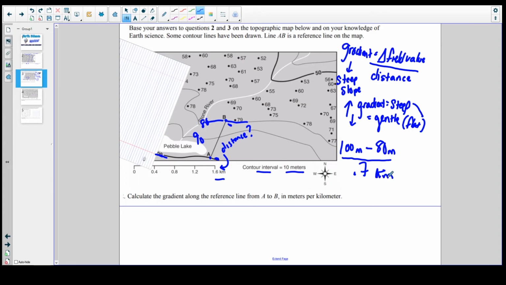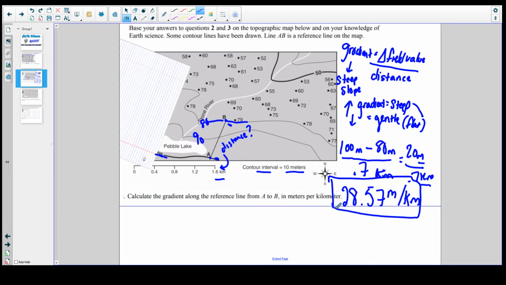So there is my formula. On my calculator, I'm going to do 100 minus 80, which is 20 meters, divided by 0.7 kilometers. And I'm going to get 28.57 as an answer. But my unit is going to be the top unit divided by the bottom unit, so it's going to be meters per kilometer. So that's my final answer.